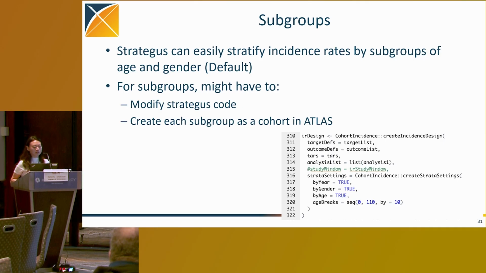And lastly, for subgroup considerations, Strategus and cohort incidence actually can easily stratify incidence rate by subgroups of age and gender. And actually, by default, it is just stratified by index year, age, gender.